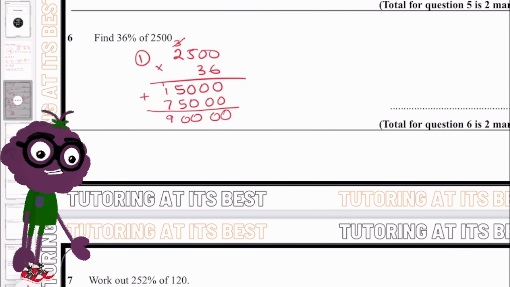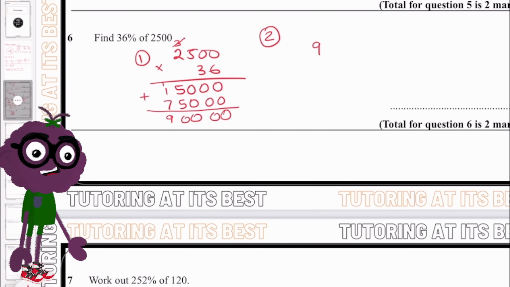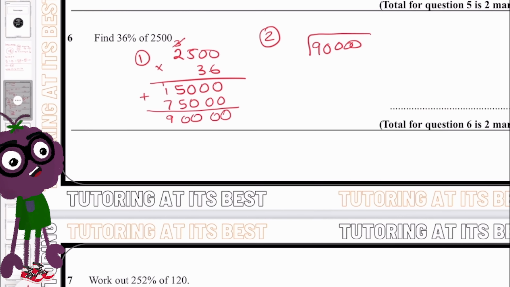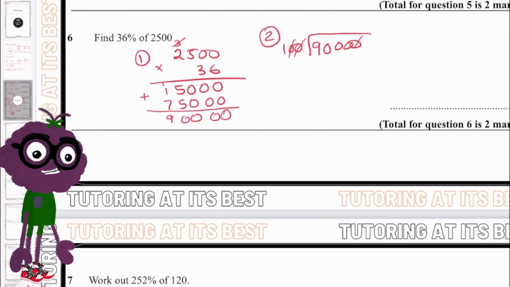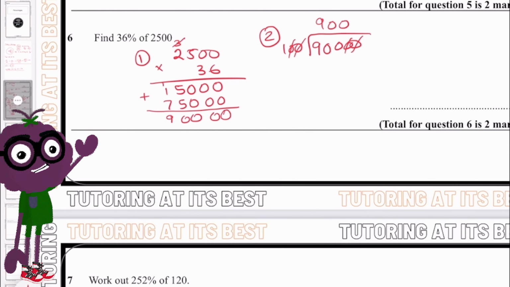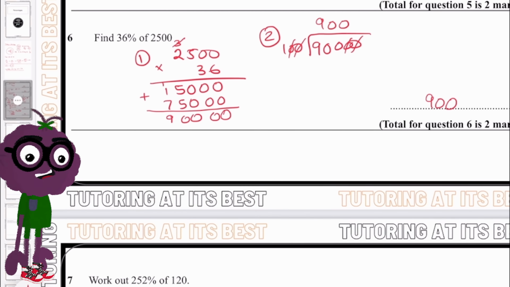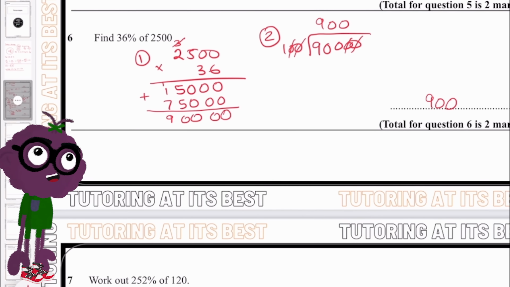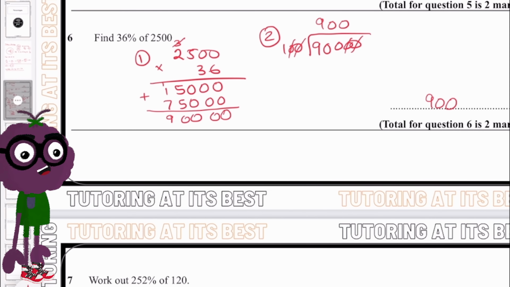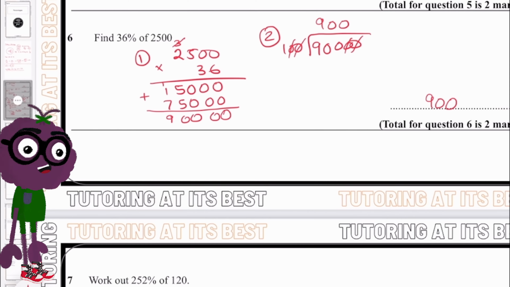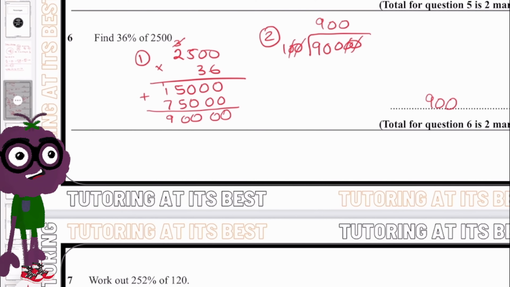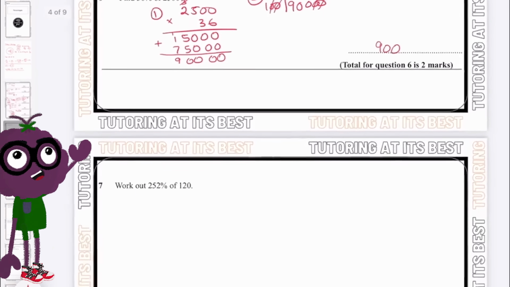And that's given us 90,000. And then step 2, we can divide that by 100. I'll cross out 2 zeros on both sides, and I'm left with 900, and that is my answer. Again, make sure if you're using this method, pay attention to your multiplication, because there's a lot of times that students get this wrong. So slow down and you'll get it correct.